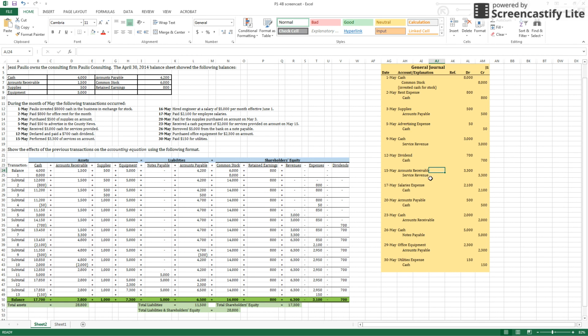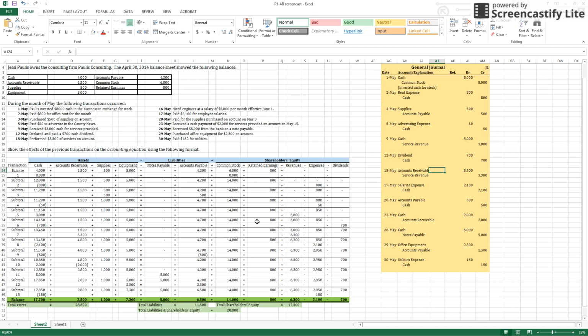On May 15th, we performed $3,300 of services on account. So it's on account. We are owed money. We have another asset, accounts receivable, for $3,300, and we received service revenue for $3,300. We would credit that. Then the 16th, you can see we do not have a journal entry for the 16th.